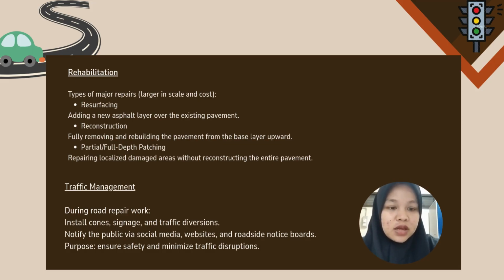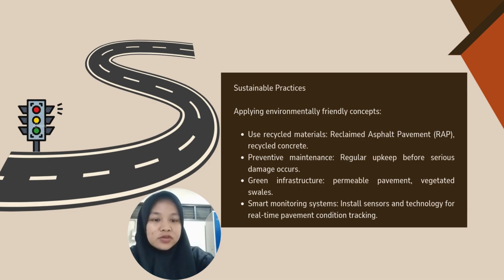Traffic management. Traffic control measures include cones, signs, and diversions. Public notifications should be posted online and on-site. The last, sustainable practice. Use or recycle materials like RAP and reclaimed concrete. Apply preventive maintenance programs. Use green infrastructure. The last, install smart monitoring systems.